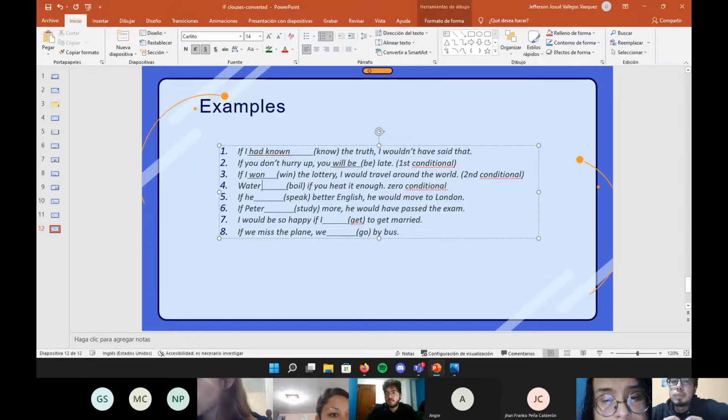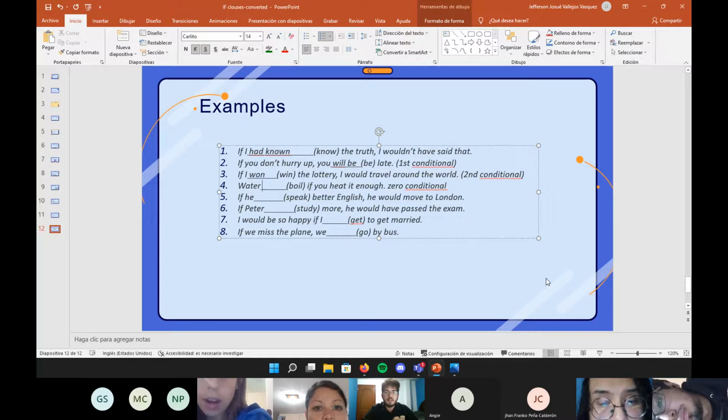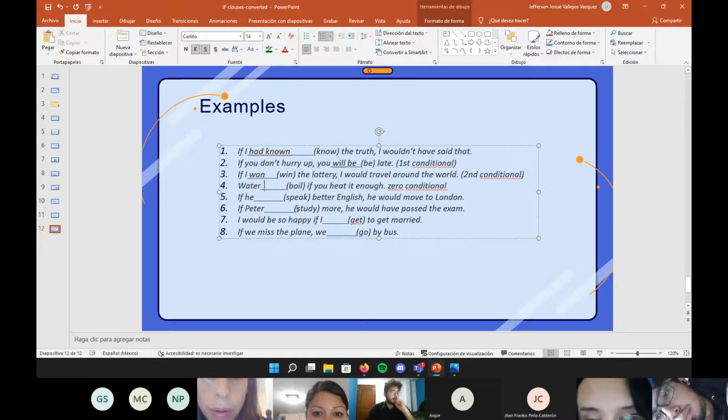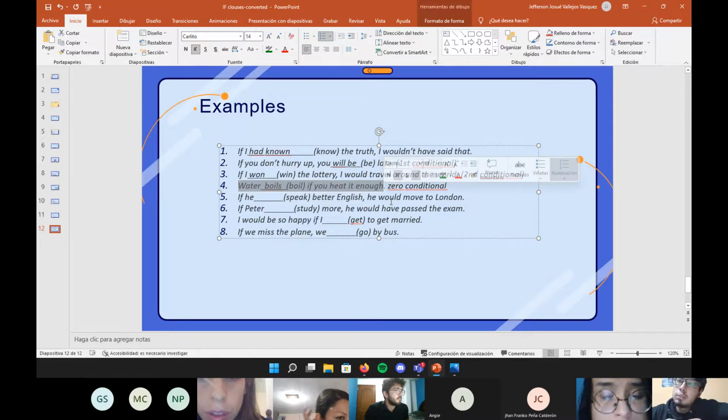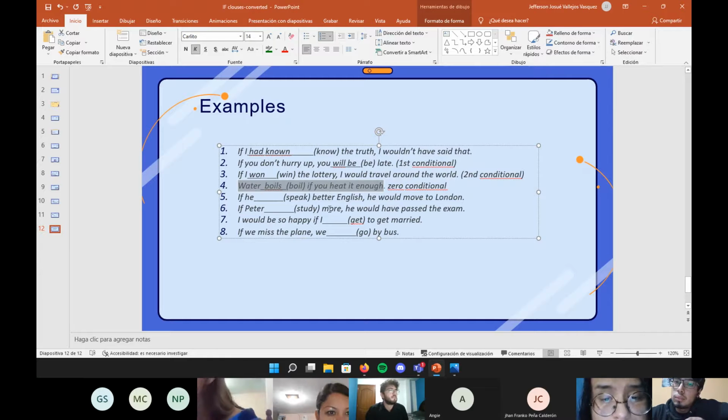Any volunteer? I don't know, Maite, are you here? Or anybody? Maybe water boils if you heat it enough. Yes, that's right. Boils, because we have third person, okay? And in this case, the two parts are in simple present, okay?